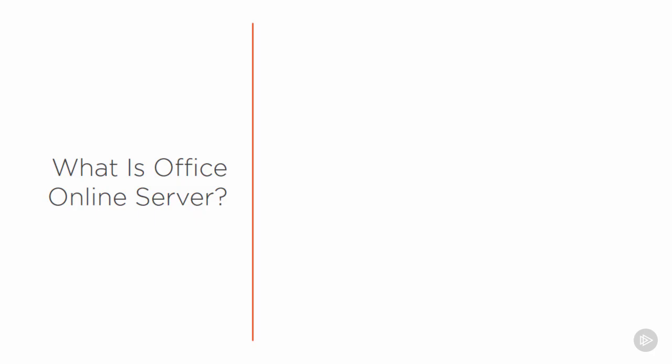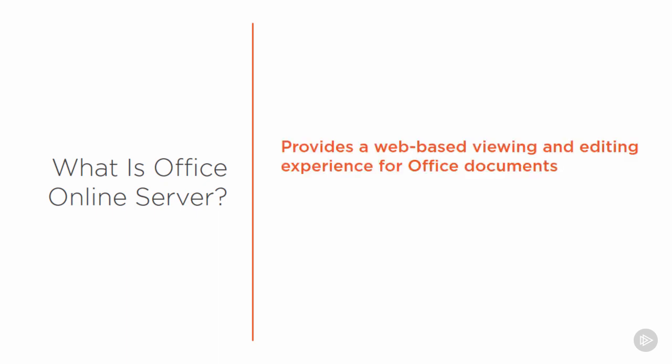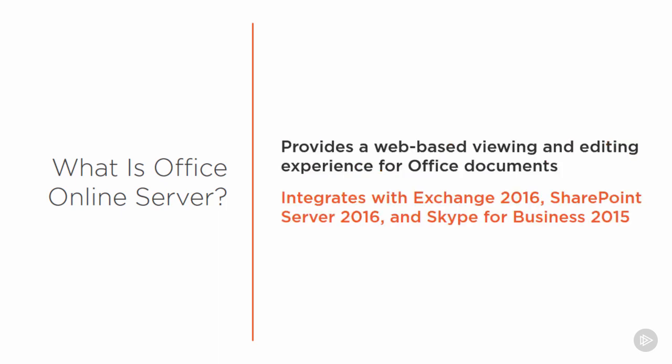So what is this Office Online Server? Basically, it is a server that provides a web-based viewing and editing experience for Office documents, and you can integrate it with Exchange 2016 and also with SharePoint Server 2016 and Skype for Business 2015. When you integrate Office Online Server with Exchange 2016, Office documents that are attached to emails can be viewed and edited within the Outlook on the Web interface without needing to download the file to the local computer.